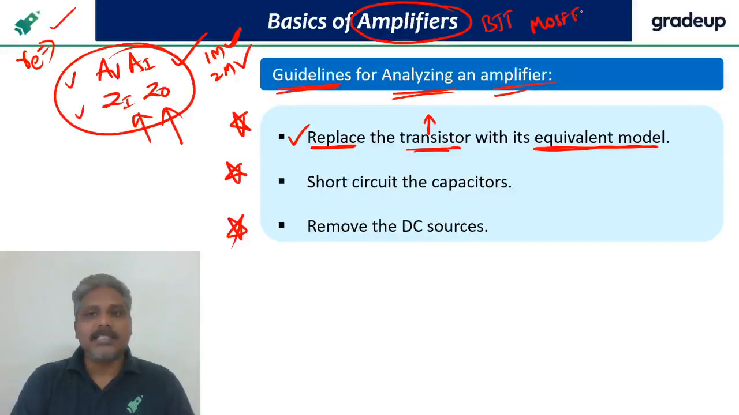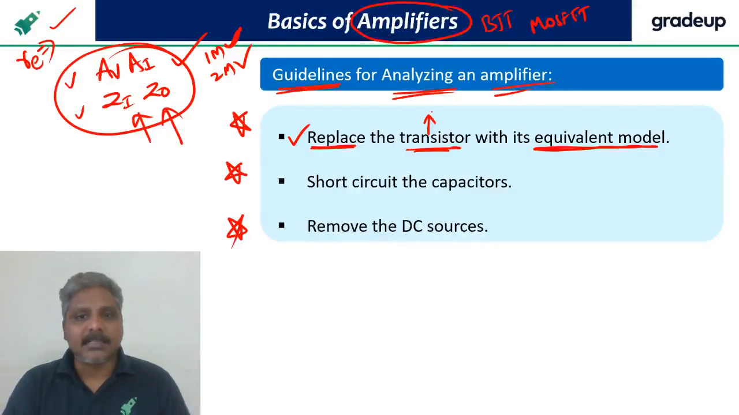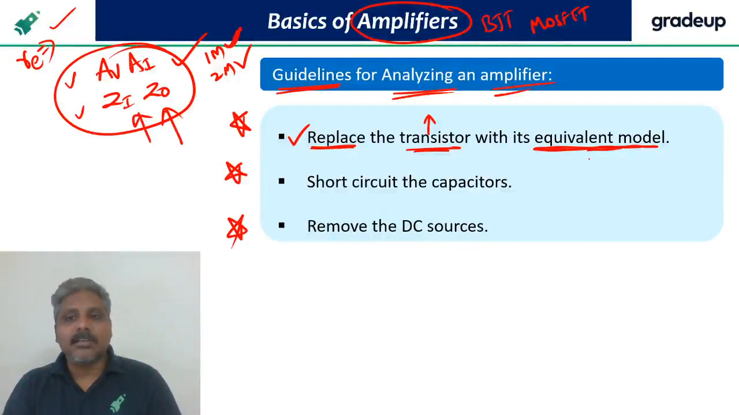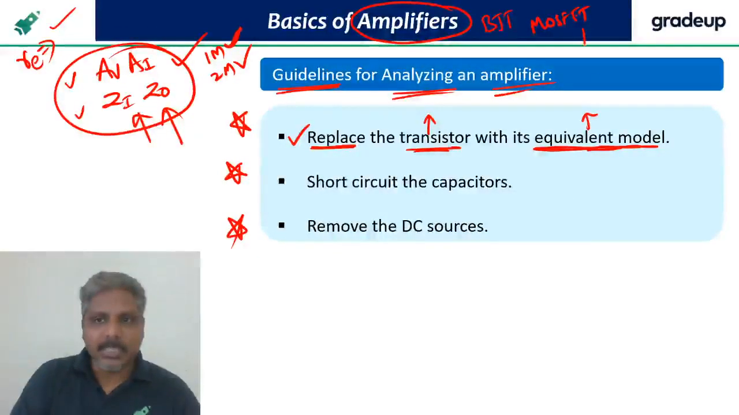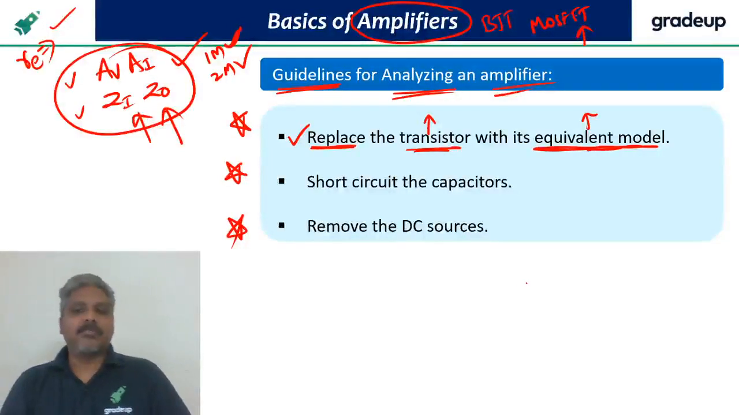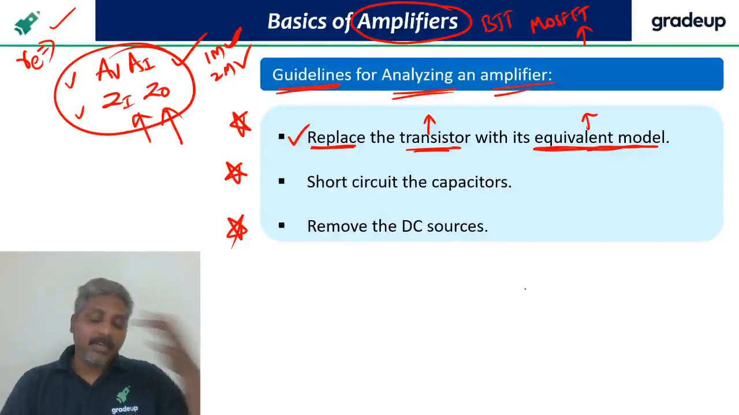If you want analysis, you have to replace the transistor with what? With its equivalent model. I didn't say RE model. I said equivalent model. You can go for any model. If it is MOSFET, we'll go for the MOSFET equivalent model, not the RE model. If it is the H parameter model, yes, you can go for that.